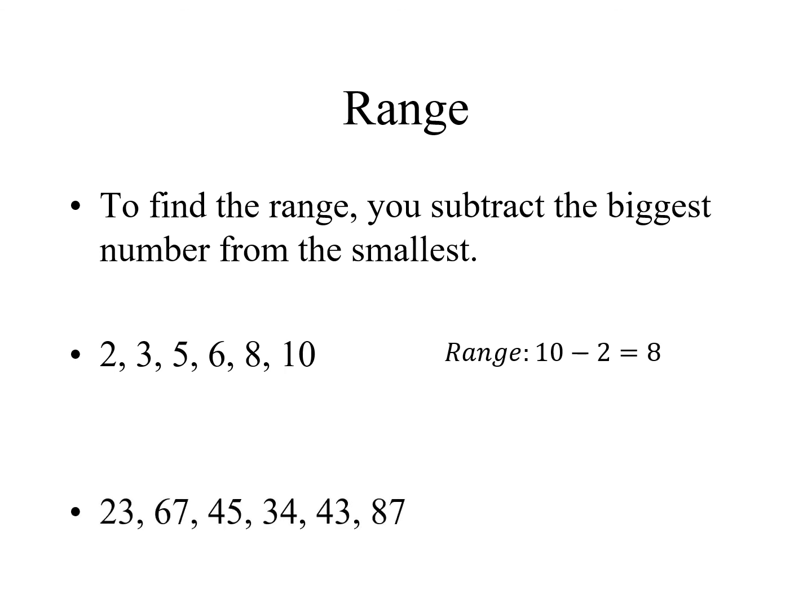Our next one, 23, 67, 45, 34, 43, and 87. Well, I know 87 is the largest. The smallest is 23. So the range is 87 minus 23 equals 64.